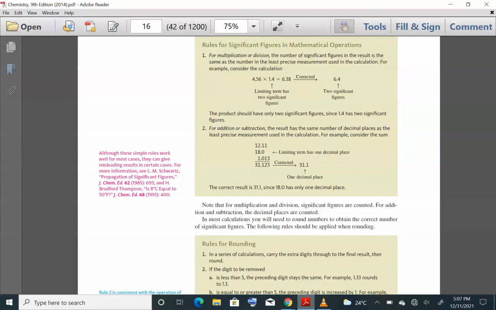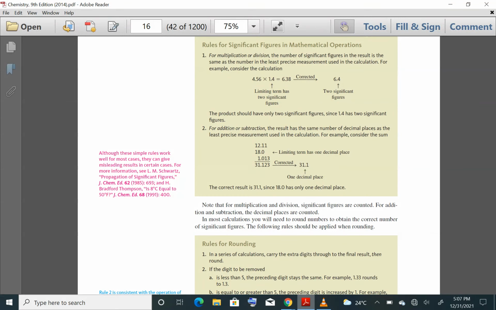So you see here for this particular calculation, we are adding 12.11, 18.0, and 1.013. The first one has two decimal places, the second one, 18.0, has one decimal place, and the last one has three decimal places, right? So you see which one has the least number of decimal places. It's 18.0, which has one decimal place.